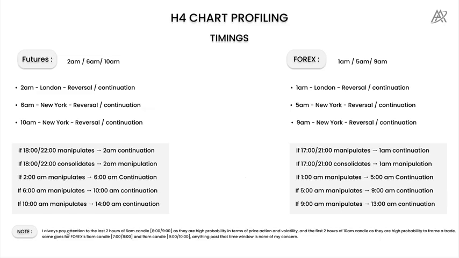So I always pay attention to the last 2 hours of the 6 a.m. candle if I'm talking about futures, right? 8 and 9, because they are high probability in terms of price action and volatility, right? And I also just focus on the first 2 hours of the 10 a.m. candle, as they are high probability to frame a trade and to trade a continuation. And the last 2 hours don't matter as much, right? You're not going to get many opportunities inside 12 and 1 p.m. You are going to get those opportunities of a continuation or a reversal within these first 2 hours.